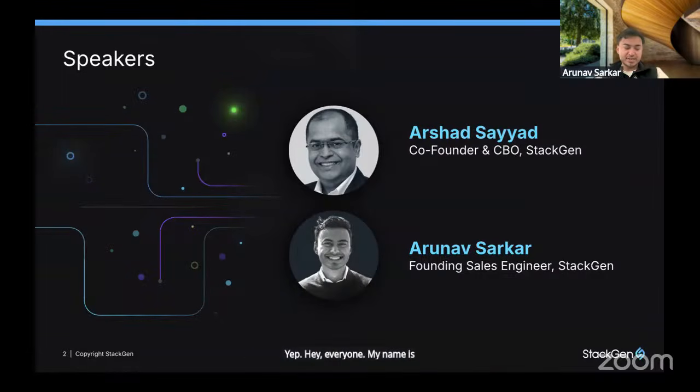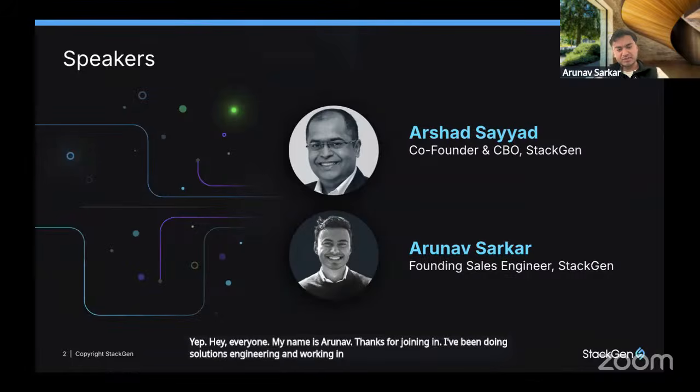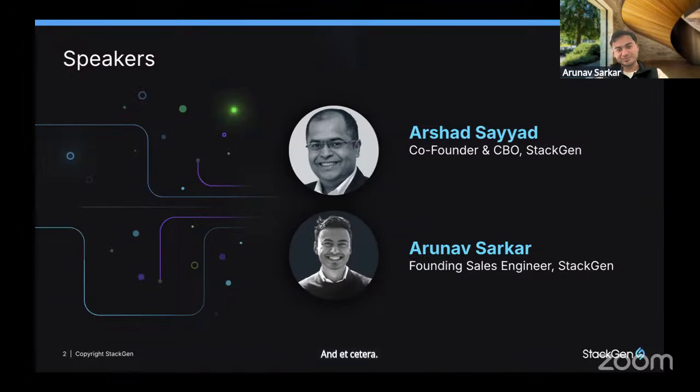Thanks for joining in. I've been doing solutions engineering and working in DevOps for probably around 5 years. And a lot of the time has frankly been centered around cloud migrations, right? How do we migrate when we're doing CI/CD? How do we move processes? What kind of tech stack should we start moving into? A lot of these things. So this topic is pretty near and dear to my heart. So very excited to dive into a few examples of how to do it, what not to do, et cetera.